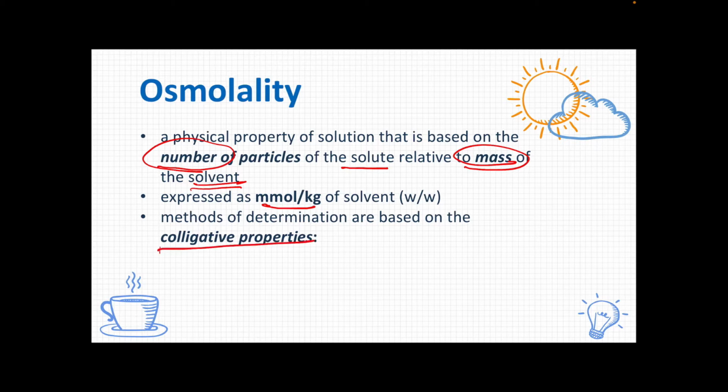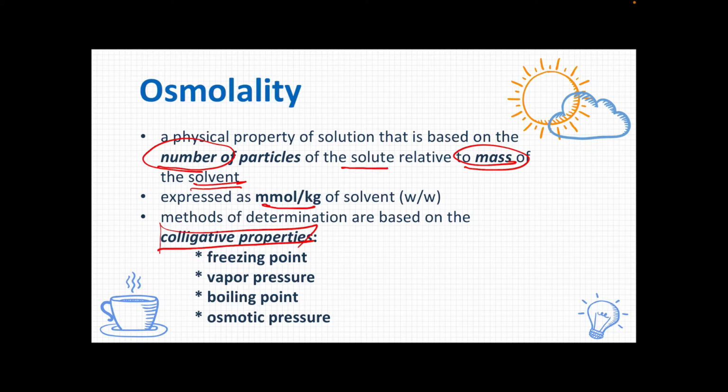And these methods of determination of osmolality are based on the colligative properties. So when we say colligative properties, that means it is based on the changes in the physical properties of the solutions. So these colligative properties include the freezing point, the vapor pressure, boiling point, and of course the osmotic pressure. And once the solutes are dissolved in a solvent, like for example, if the solutes are dissolved in our blood, which is mainly water of course, these colligative properties will change. So for example, the freezing point and the vapor pressure will be decreased, whereas the boiling point and the osmotic pressure will be increased.